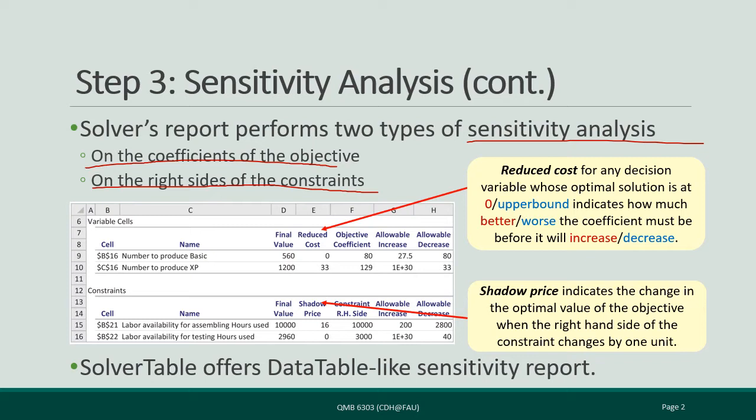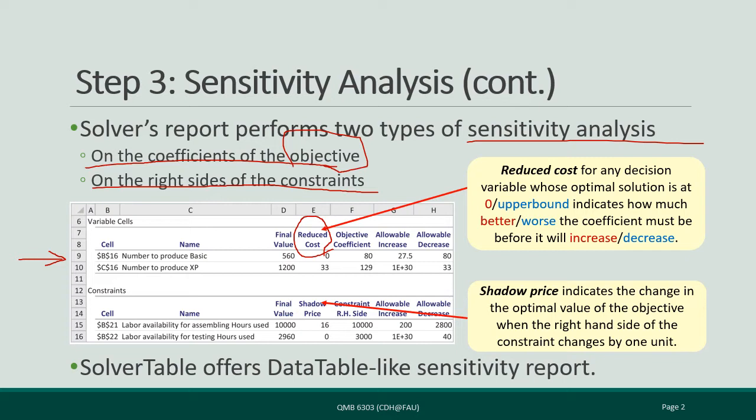Every objective function is expressed as a linear function of all the decision variables. So each decision variable actually has a coefficient. The coefficient of that variable basically determines how strong the impact of that decision variable is on the objective. The first part of the sensitivity report shows that. And there's one thing that's important, that's the reduced cost.